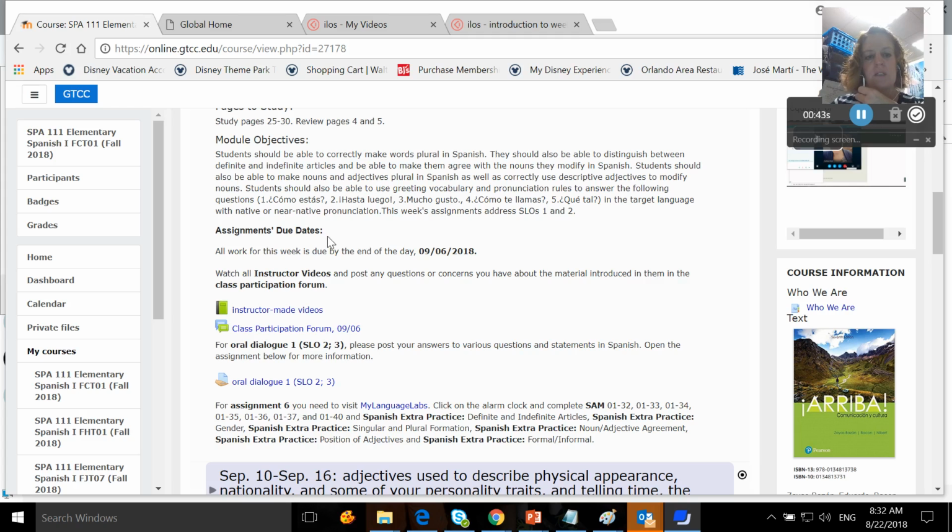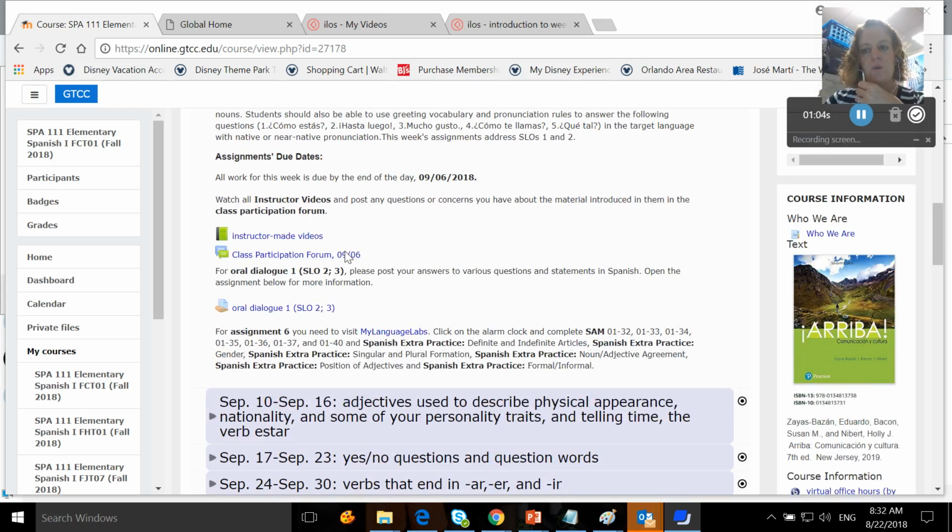to modify nouns. You should also be able to use greeting vocabulary and pronunciation rules to answer the following questions. ¿Cómo estás? Hasta luego. Mucho gusto. ¿Cómo te llamas? And ¿qué tal? In the target language with native or near native pronunciation. This week's assignments address student learning outcomes 1 and 2, and everything is due by the 6th of September.